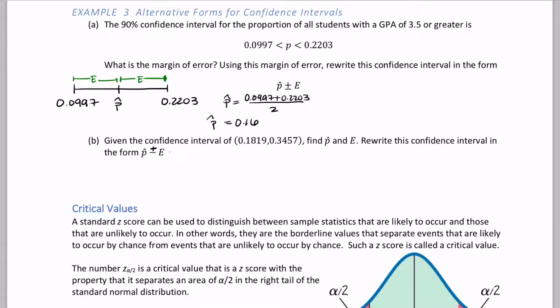Now, to find the margin of error, you would use this formula. You'd start with the max, subtract the minimum, then divide by 2. So your margin of error is as follows. Please pause your video and try part B independently.